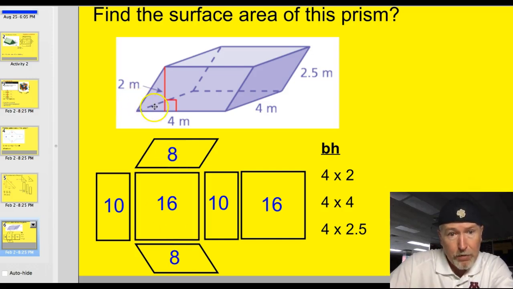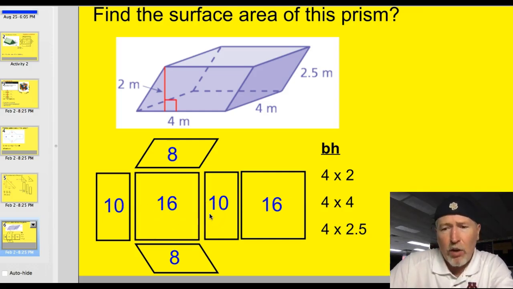So that's 2 meters times 4 meters. Base times height is 8, so 8 and 8. This bottom is going to be 4 by 4, and I've got my measurements right over here, so that's 16. And of course the top has to be 16 as well. And then the two sides, we've got 4 by 2.5. And so those ones there are my 10s here, my smaller rectangles.